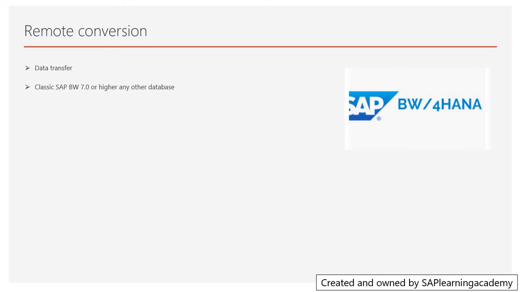Coming to the next one, the remote conversion. In this conversion, you do not need the latest version of BW like 7.5. You can have an older version like 7.0 and any other database. It is not required that you have the HANA database. Most importantly, this conversion also transfers the data. I will talk about the shell conversion next, where it doesn't transfer the data. One more important thing is that it supports any other database, which is a good point to remember.